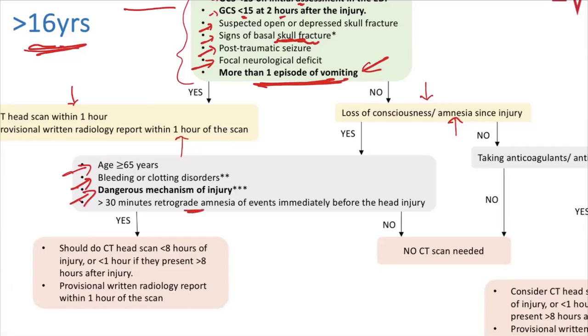If there is retrograde amnesia for more than 30 minutes, that means he's not able to remember the events before the trauma for 30 minutes. If any of this is present, then you need to get the CT scan done within 8 hours. If 8 hours have already passed since the time of the injury, since the time of the trauma, then you need to get it done within an hour's time. And after the CT scan is done, the radiologist has to give a provisional written report within an hour's time.